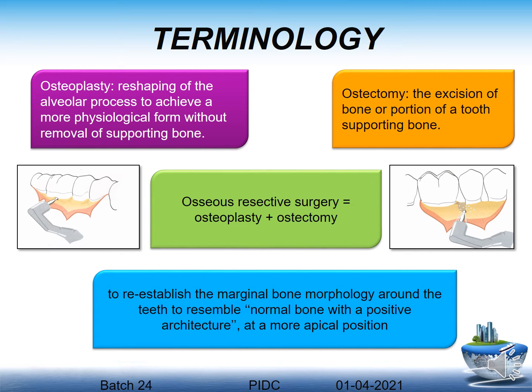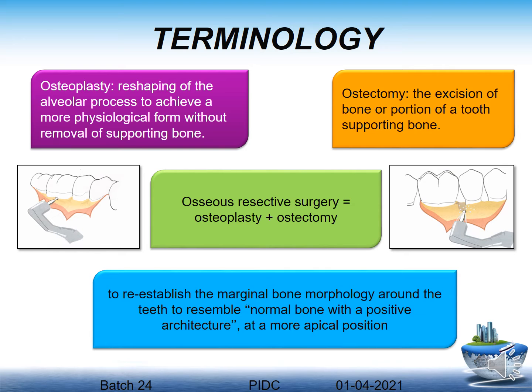So coming on to the terminologies, there are two broad terminologies when we are talking about osseous resective surgeries. One is osteoplasty. The term plasty itself means that there is going to be some reshaping. So osteoplasty is reshaping of the alveolar process to achieve a more physiological form without removal of the bone. The term osteotomy, ectomy, means there is going to be removal of some component. So osteotomy is where we remove or excise bone or a portion of tooth-supporting bone. So that is your osteotomy.